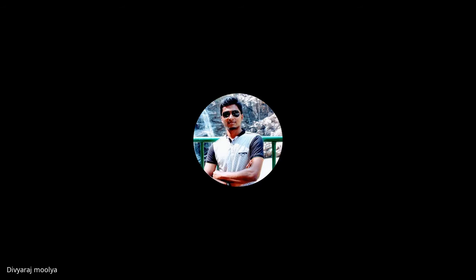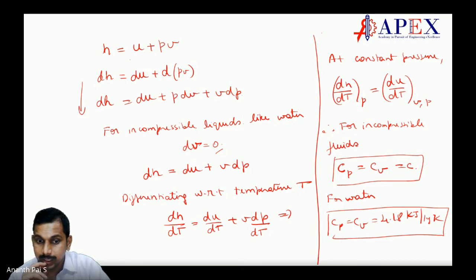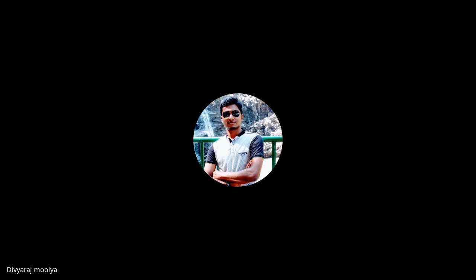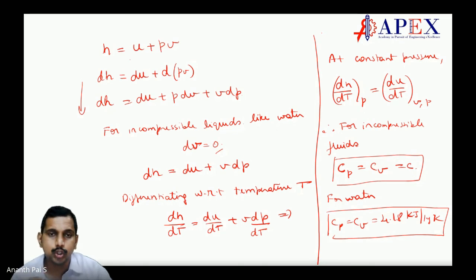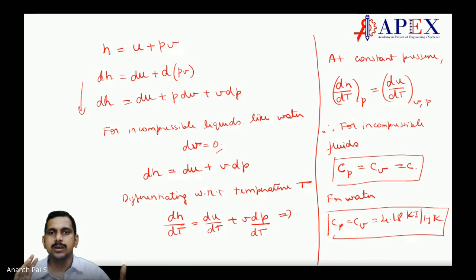Sir, could you give a scenario for dV? A scenario for dV is an incompressible fluid situation, like water, where dV is equal to 0. See, however much you compress, the compressibility of water is very low, we have seen in fluid mechanics, correct? However much pressure you increase, the specific volume does not change.